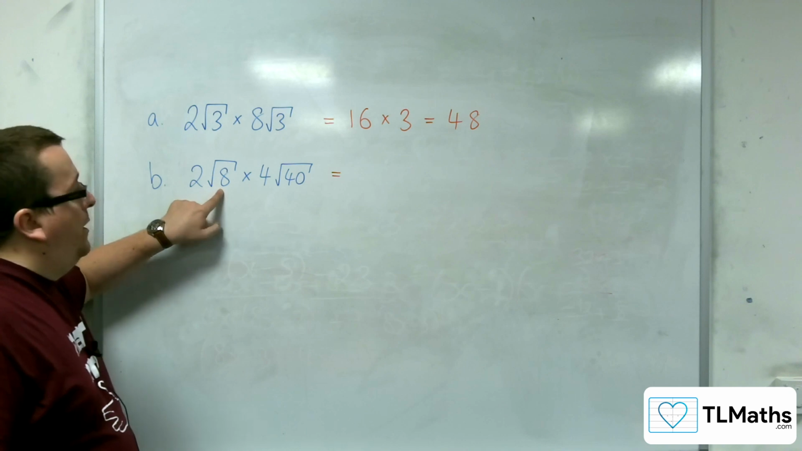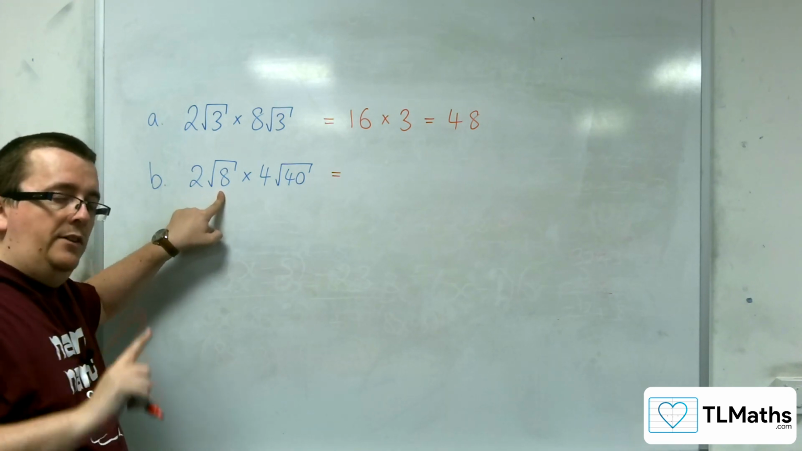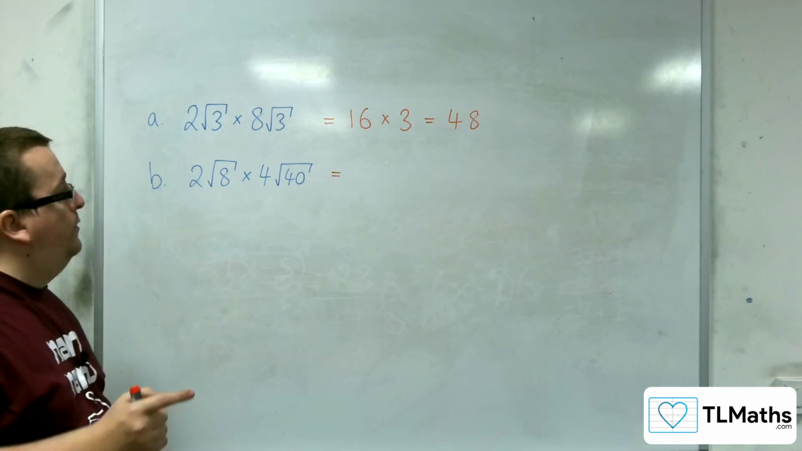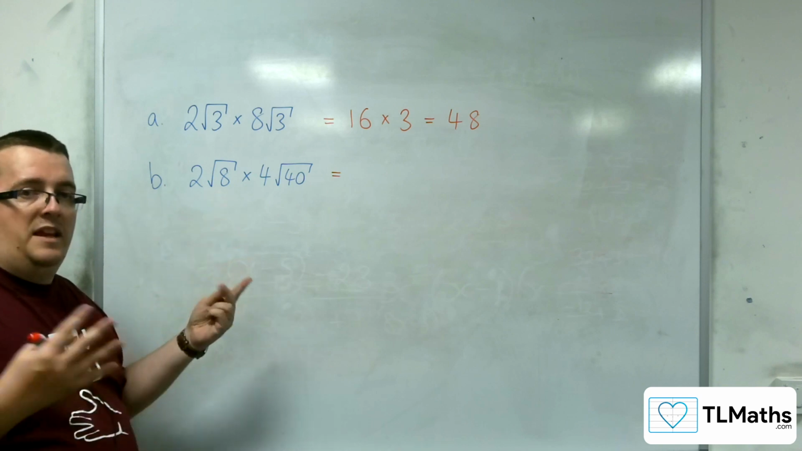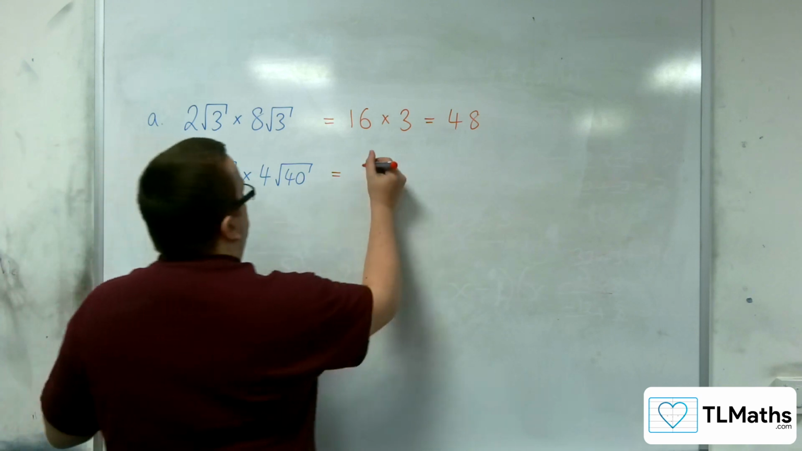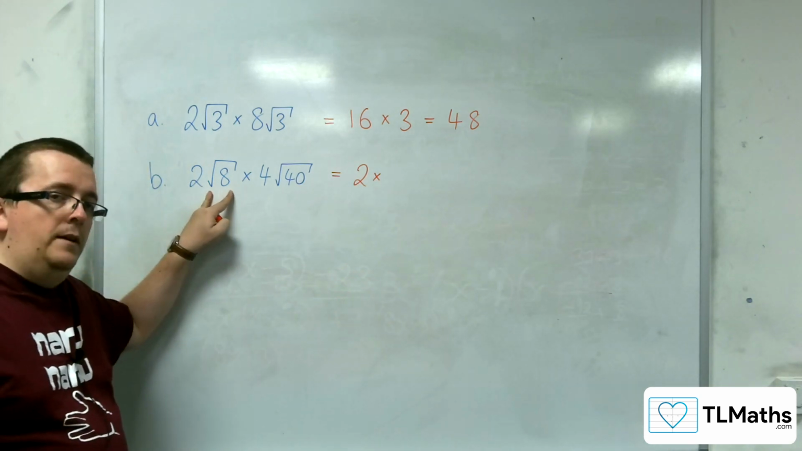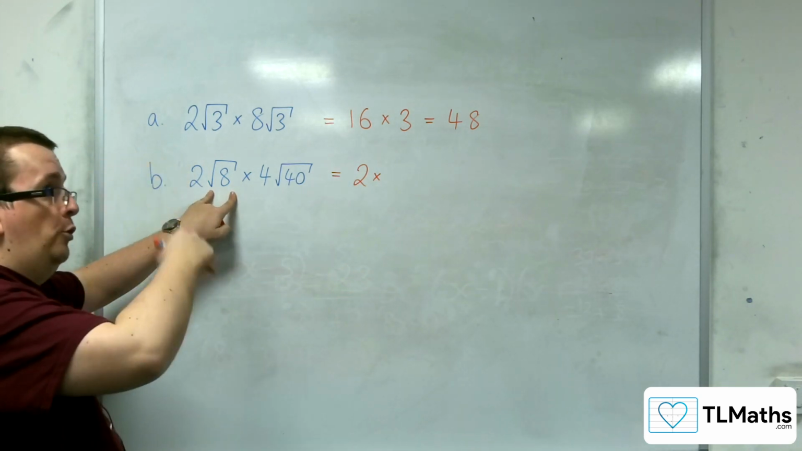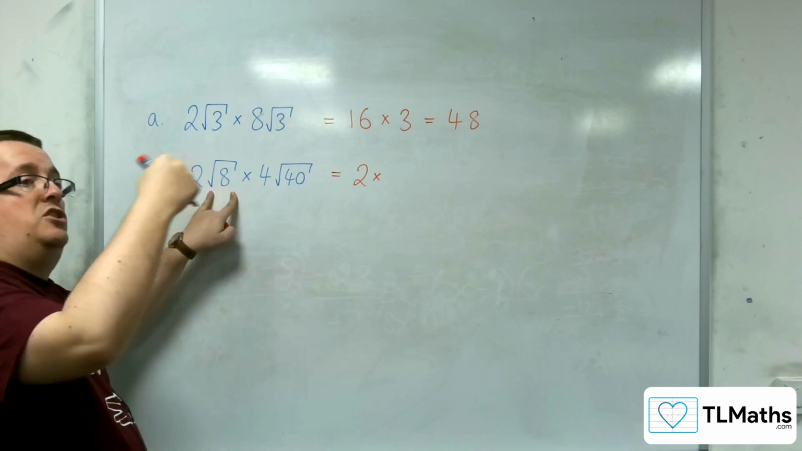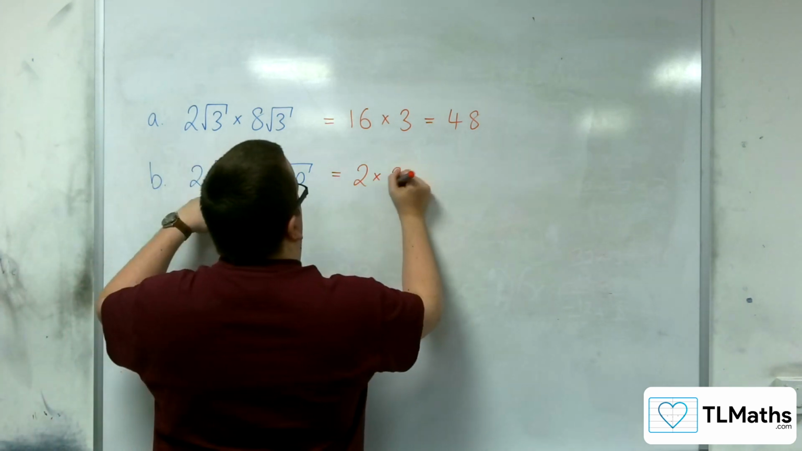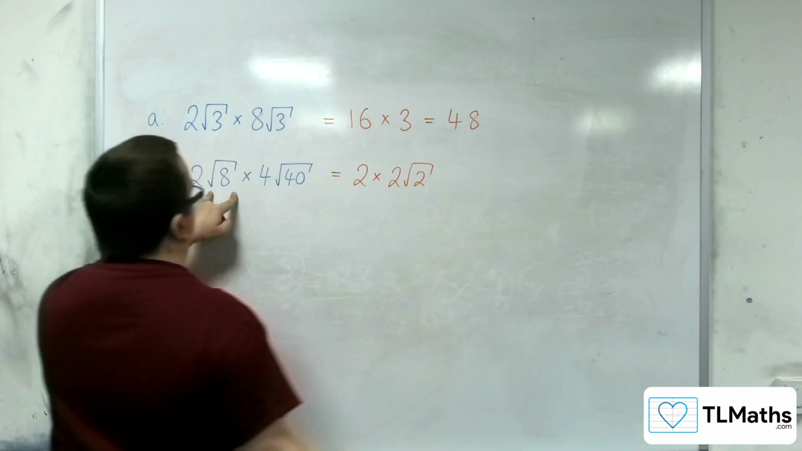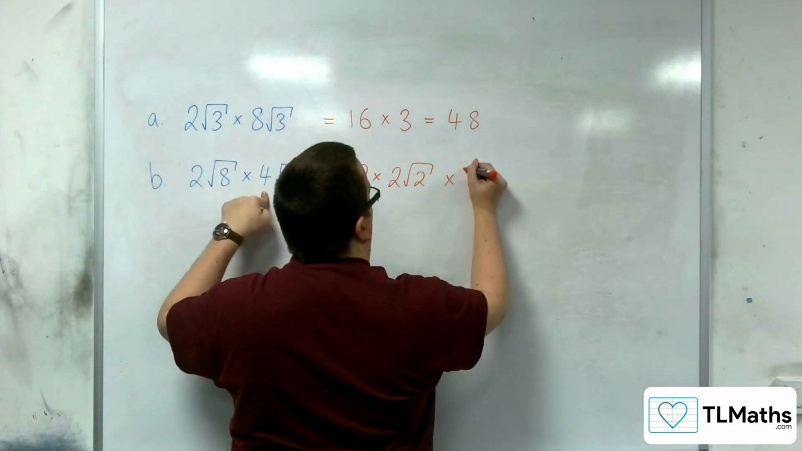I would be looking at this going, root 8, I can simplify that because I know that a square number goes into 8, namely 4. So I can write this as 2 lots of, now the root 8 is square root of 4 times 2, which is 2 root 2. So that simplifies to 2 root 2. Now I've still got the times 4.